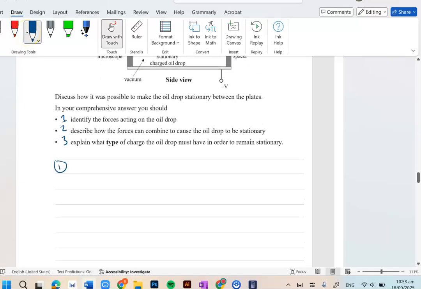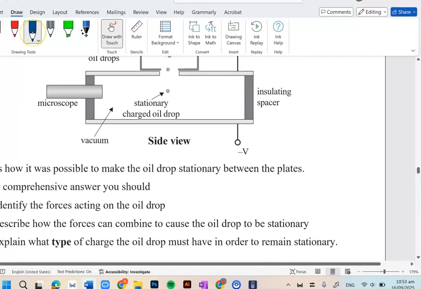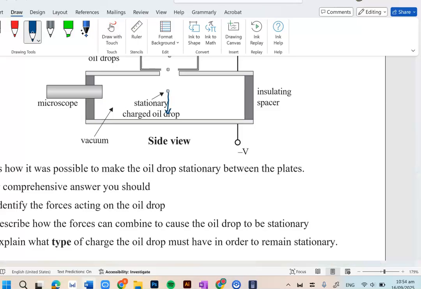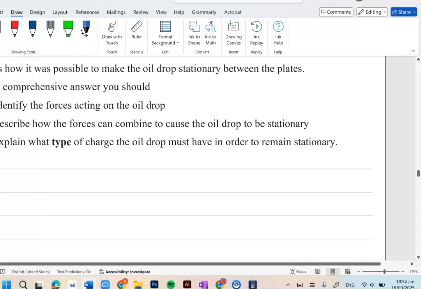So let's start with number 1. Identify the forces acting on the oil drop. So, we're obviously going to have a weight force, gravity force, and that's going to be pulling it downwards. Now, for it to be stationary, the forces have to be equal, okay? So that means there has to be an electric force that's pulling it up. So these two have to be equal for it to be stationary. So in our first bullet point, we could talk about what they are.